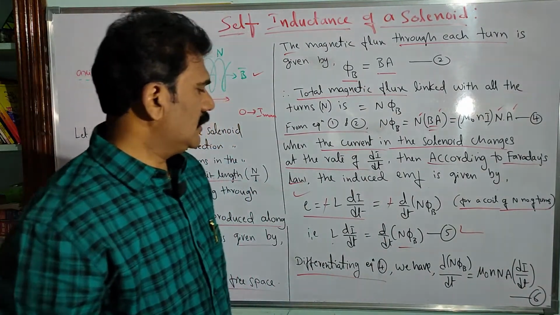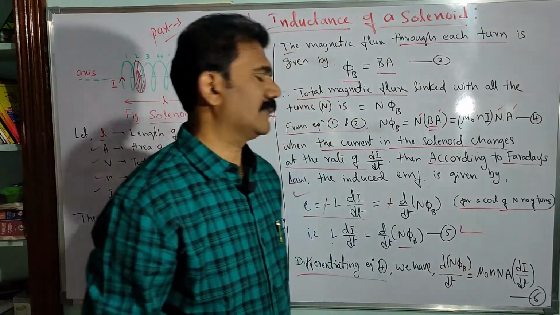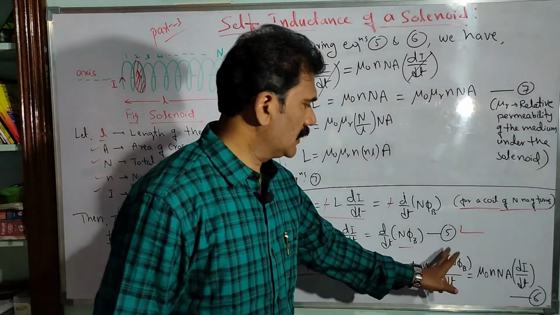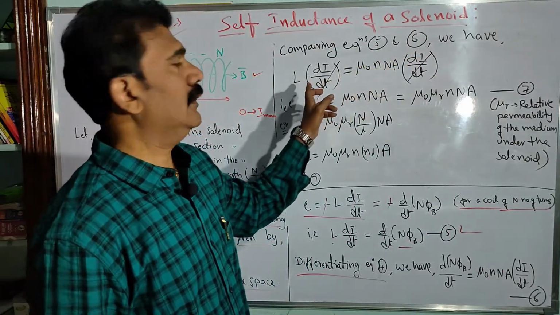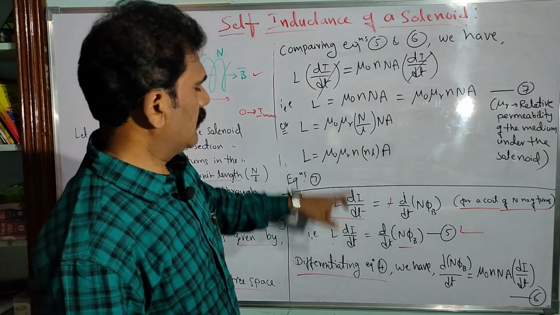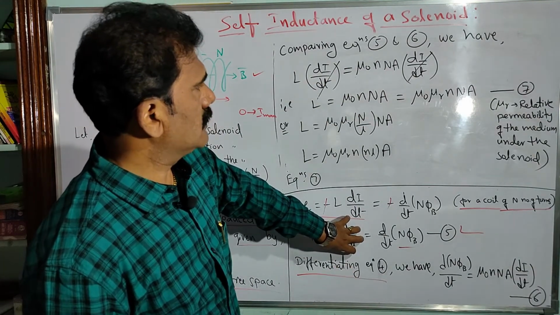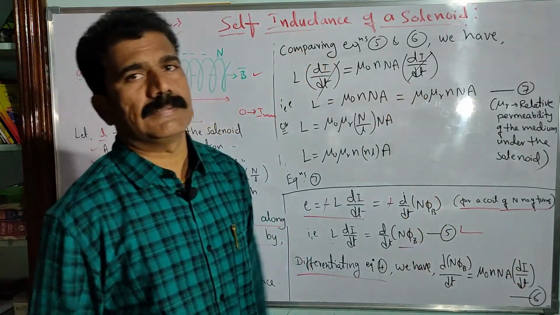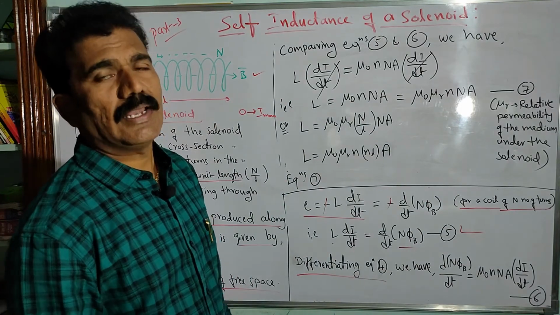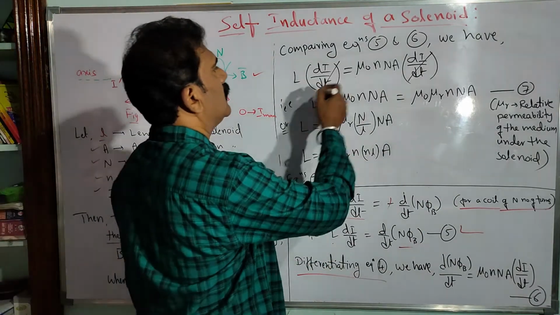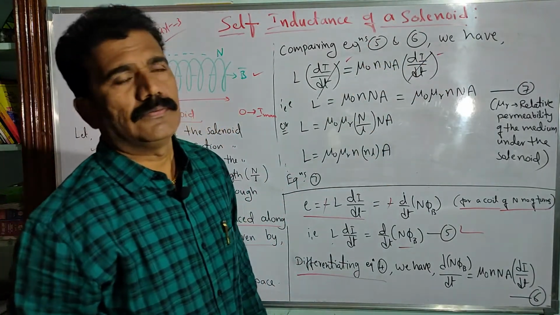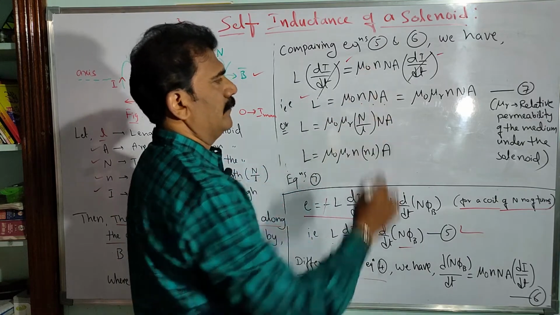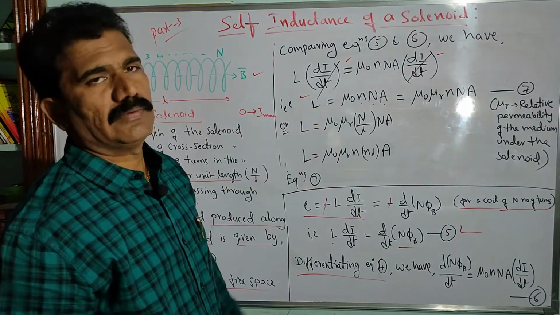So now you can compare equations 5 and 6, so that you can proceed for the expression for L. By comparing equations 5 and 6, we get L into di by dt on the left-hand side of equation 5 equated to mu naught n A into di by dt in equation 6. Because di by dt is a common factor on both sides, you can cancel it. So we will get the equation for L as mu naught small n capital N into A. This is the expression for self-inductance.